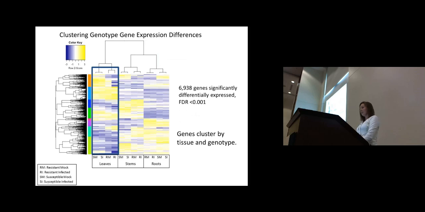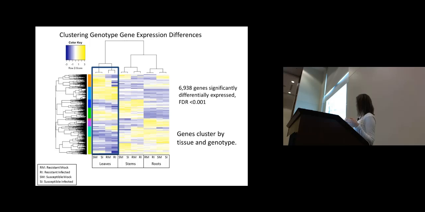The first thing to notice on this heat map is that all of the genes cluster by tissue. So the stems and the roots are closer related to each other than the leaves are. And within each of these tissue clusters, we're also clustering by genotype. So the susceptibles are more similar to each other than the resistants are. And it's really clear in the upper corner.